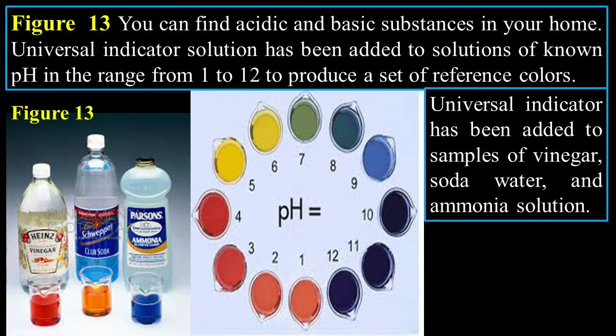You can find acidic and basic substances in your home. Universal indicator solution has been added to solutions of known pH in the range from 1 to 12 to produce a set of reference colors. Universal indicator has been added to samples of vinegar, soda water, and ammonia solution. And here is a color palette which can show you what the general range might be. Again, this does not work with tenth of a pH change. That would need a pH meter.